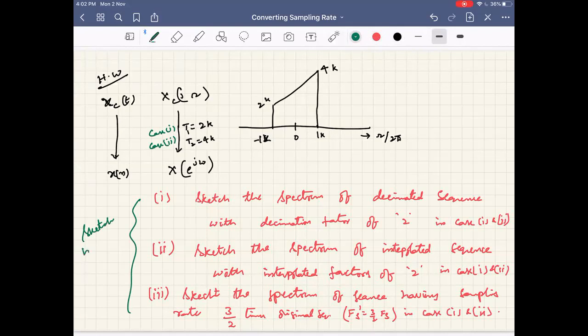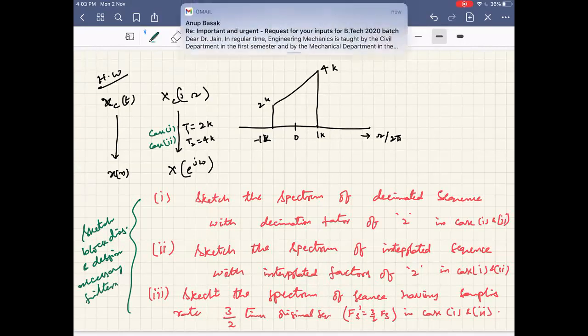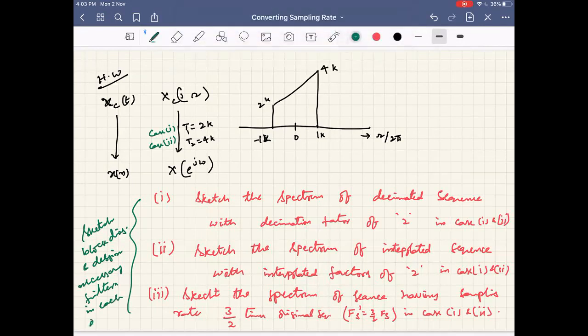Sketch the block diagram and design the necessary filters in each of these problems.